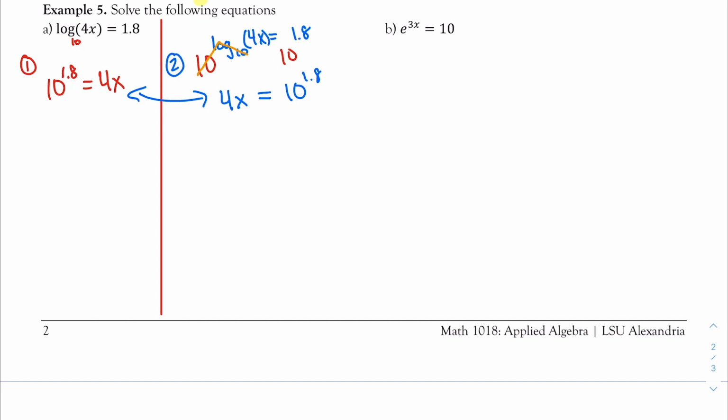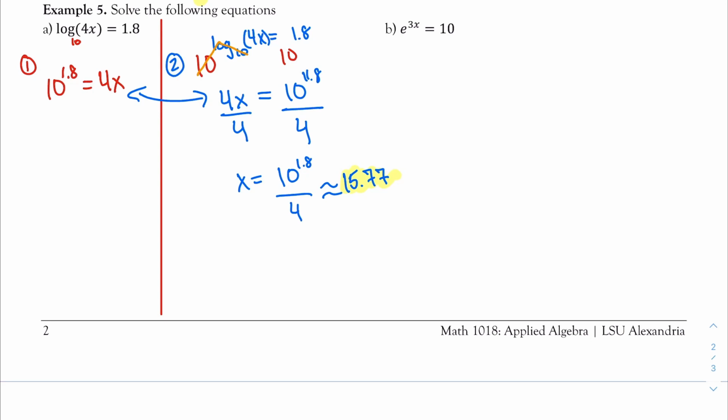So if I want to solve for x, I can just divide by 4, giving me x is equal to 10 to the 1.8 over 4, which approximately, let's see what we get there. 10 to the 1.8 divided by 4. We get about 15.77. And so that finishes up my part A. This time I'm allowed a decimal answer because we started off with a decimal.